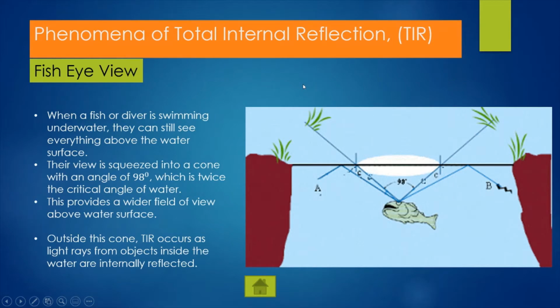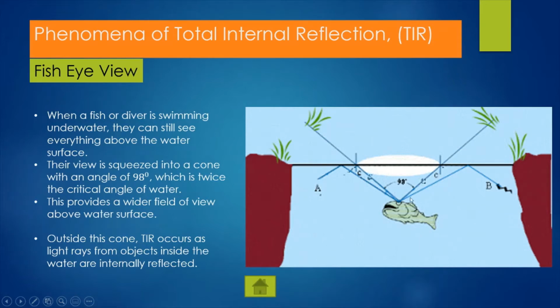All right, let's look at the phenomena of total internal reflection. The first one is what we call fish eye view. What is this fish eye view? Let's look at this picture here. As you can see, the fish can see the object that is on the surface of the water, for example, this grass and this one too. This is because the object is at 90 degrees. The incident angle is the critical angle.